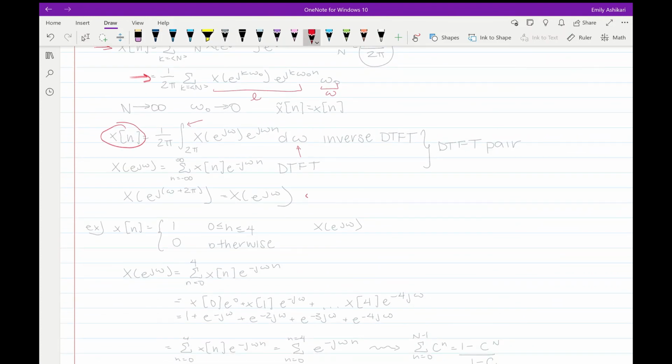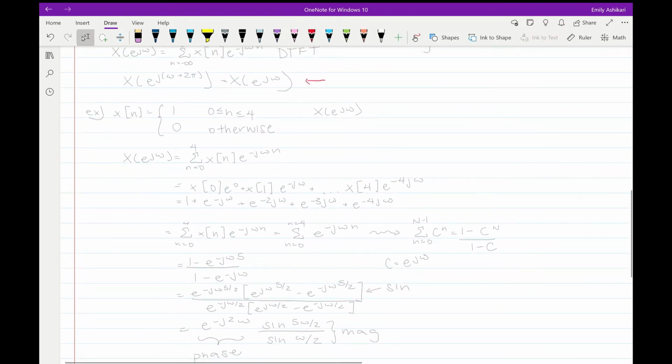So because of this really interesting relationship, the omega naught equals 2 pi over n, we get that our DTFT is periodic with a period of 2 pi. So this is just a really quick example.